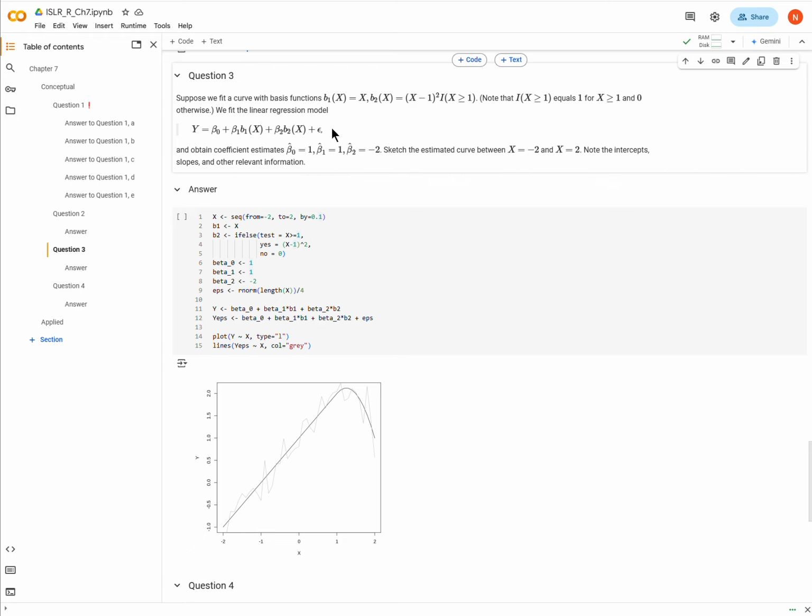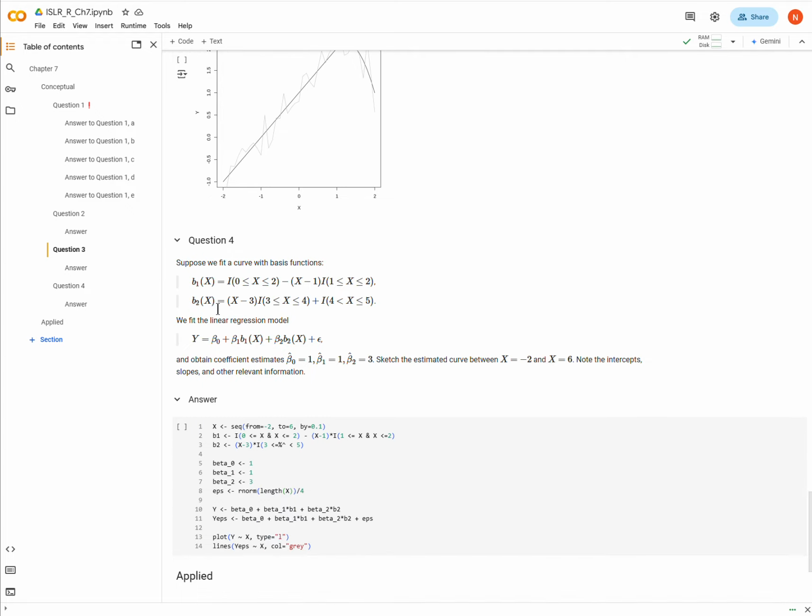y, and then we're going to look at what y looks like. In question 3, you can go through that video, but roughly it looks like this. And here in question 4, we have two basis functions. Here's one of them. Right, so we have the indicator function. So if x is between 0 and 2, then this is 1 minus x minus 1 times the indicator function of x being between 1 and 2.